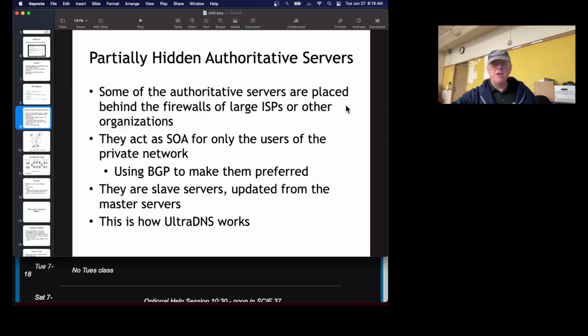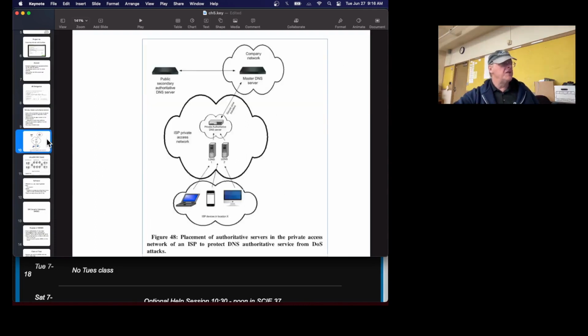So there are some authoritative servers that are not available to the whole world. And this would be if you have a second authoritative server just for your own users. And I think City College is this way now. If you're on campus and you resolve the authoritative server, you get a strange IP address different than you get off campus. So it looks like we're doing this now. We have separate servers for on campus versus off campus queries. And all right, so Infoblox DNS does this.